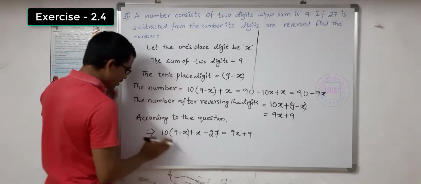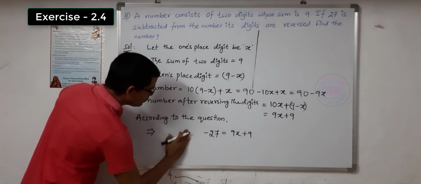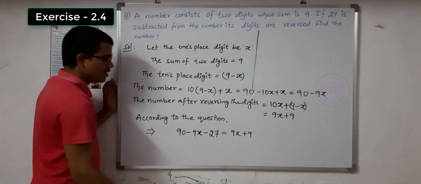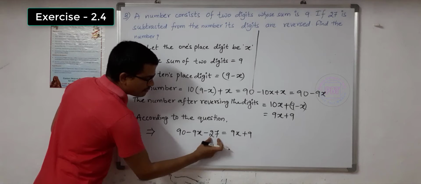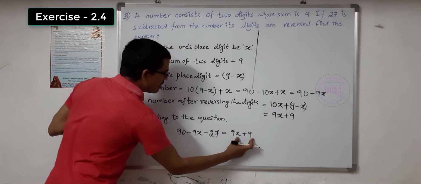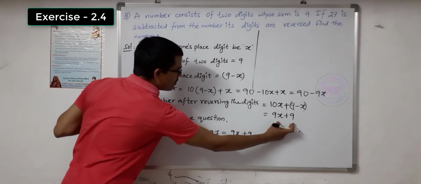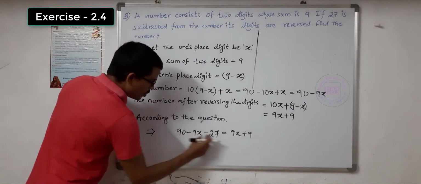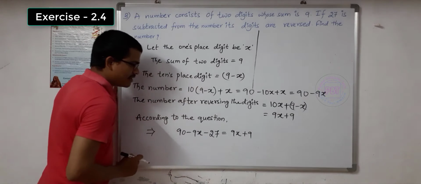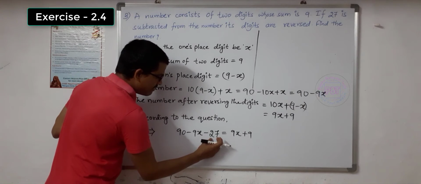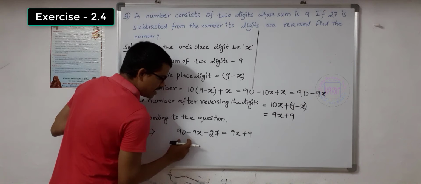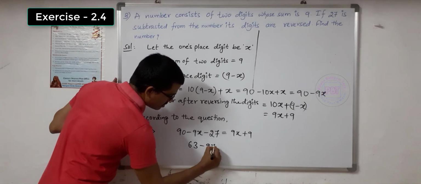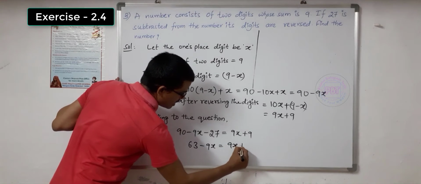This is the original number. Directly I am writing that number, 90 minus 9x. From the original number, when you subtract 27, the digits are reversed. So after reversing the digits, the number obtained is 9x plus 9. Now I am going to solve this. Before solving, 90 minus 27: 90 minus 20 is 70, 70 minus 7 is 63. So 63 minus 9x equal to 9x plus 9.